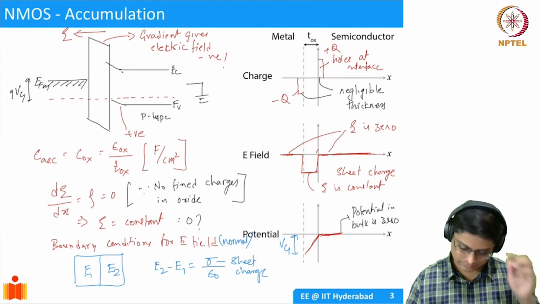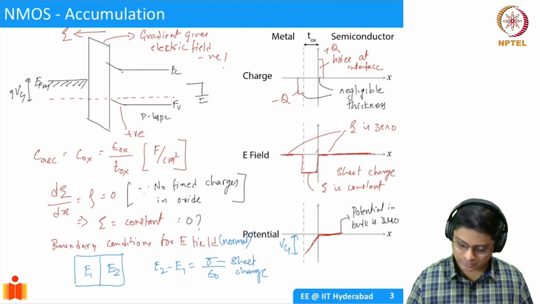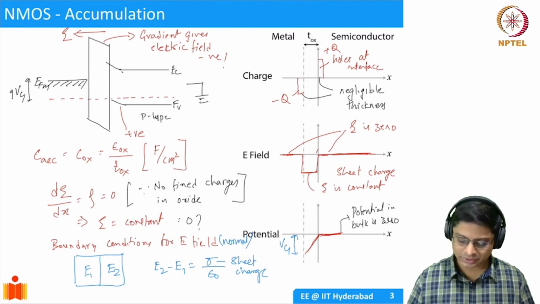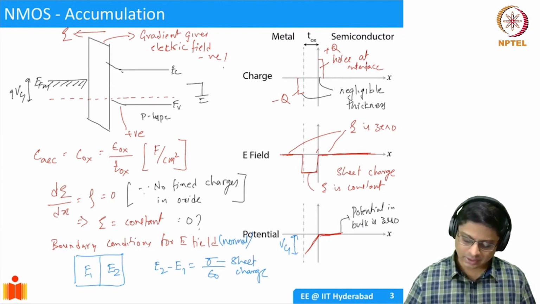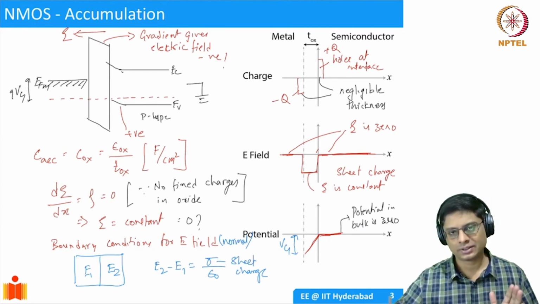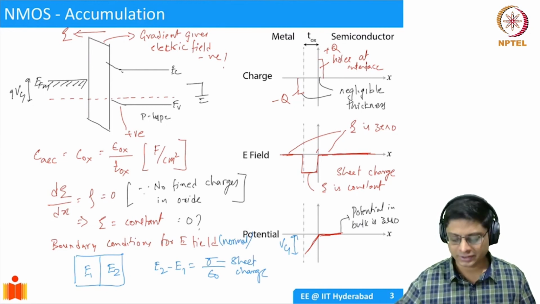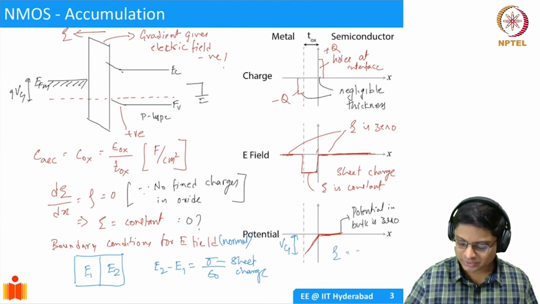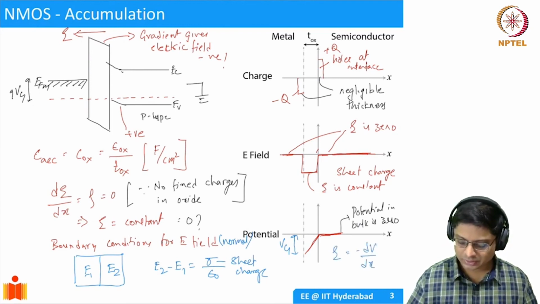Is this correct? Yeah. Gradient is positive, but minus of that, so yeah, correct. Okay. So we are applying a negative voltage, and then that voltage is dropping across oxide, and by the time you reach the interface between semiconductor and silicon dioxide, it is falling to 0. So we can easily know, right? We know the relation E is equal to minus dV by dx. So in this case, gradient is positive, so electric field is negative, so it's consistent.